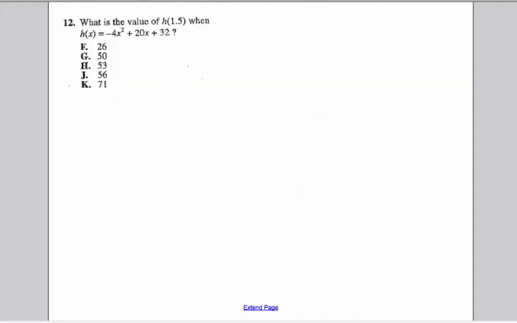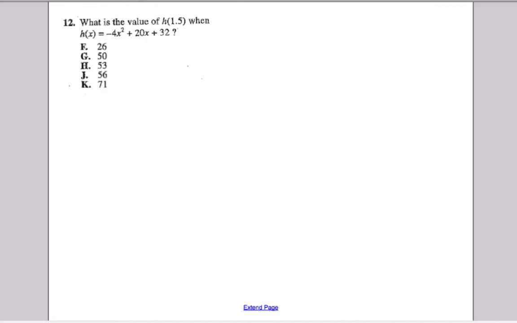Let's try the next one. This is a medium one. What is the value of h of 1.5 when h of x is equal to negative 4x squared plus 20x plus 32? Not a difficult problem as long as you understand what they're asking.